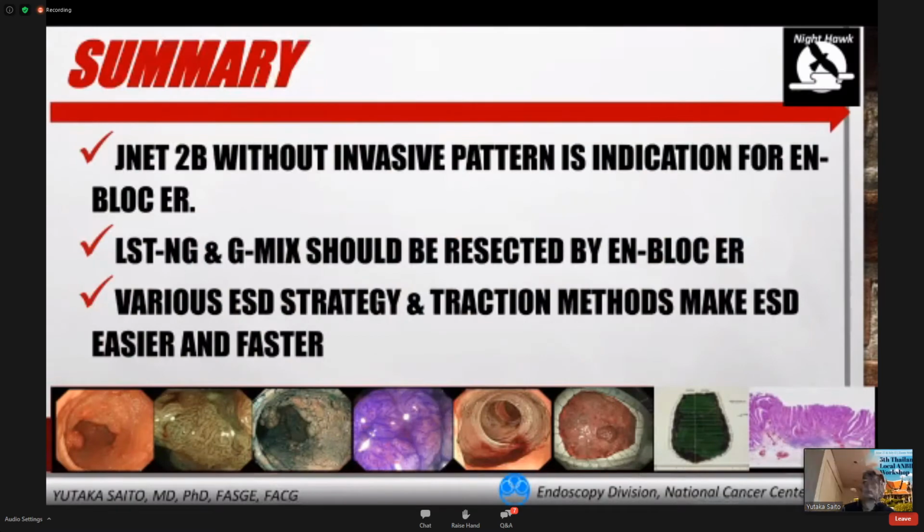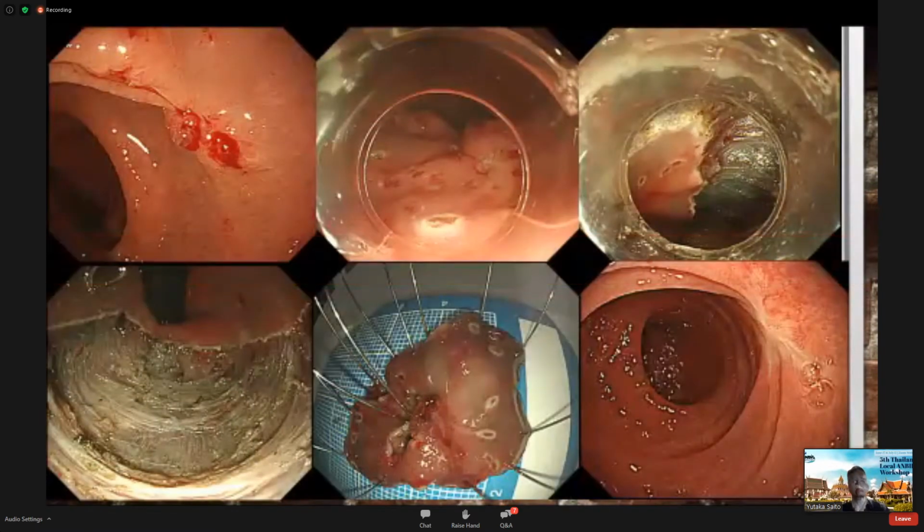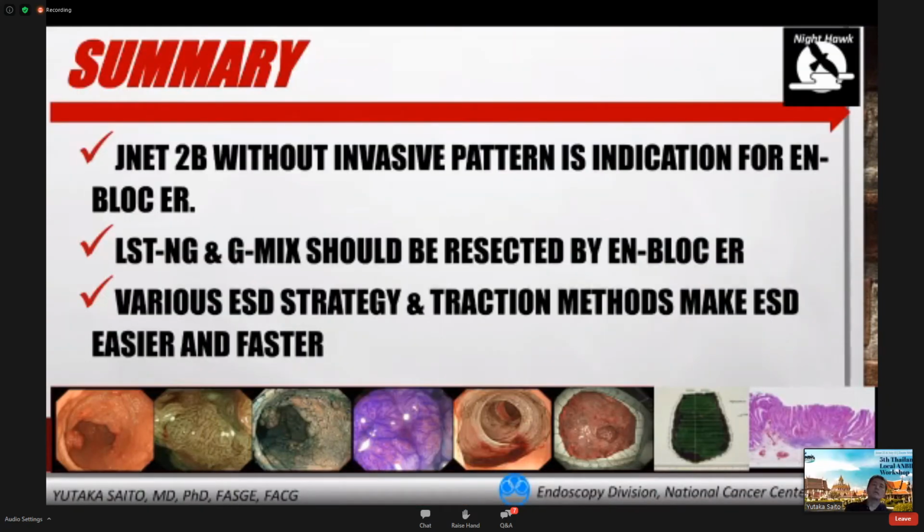So, ladies and gentlemen, let's summarize my second talk. Again, JNET 2B suggests high-grade cancer. Therefore, JNET 2B without an invasive pit pattern, assessed by crystal violet staining, is the indication for endoscopic resection. But for JNET 2B lesions, there is still some possibility of submucosal invasion, so please perform en bloc resection. And again, LST non-granular type and granular mixed nodular type should be resected by en bloc resection.